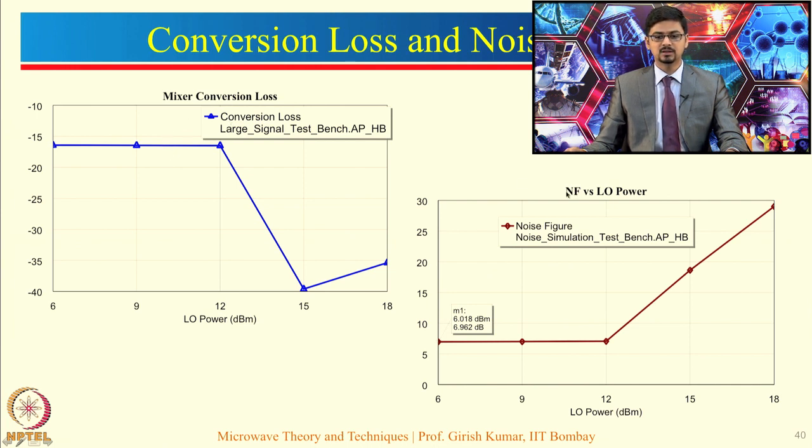The noise figure that we get from the circuit that we built is around 7 dB, and you see that as you increase the LO power after 12 dBm, the noise figure also increases, which is undesired. So again, the LO power is a critical component. It affects your conversion loss as well as noise figure performance.